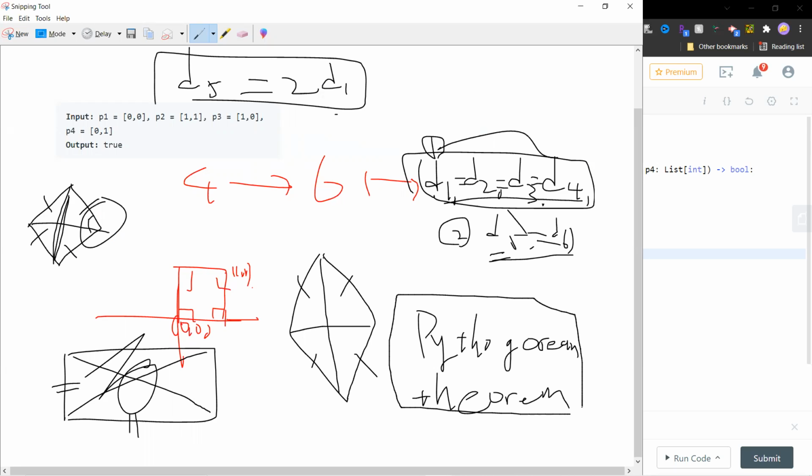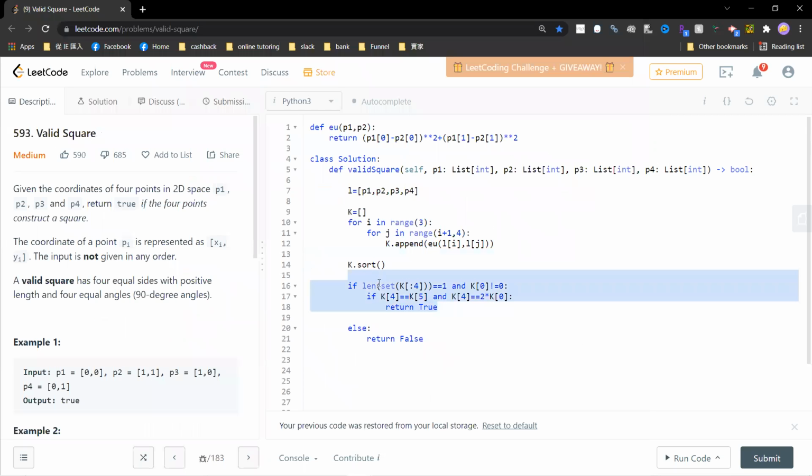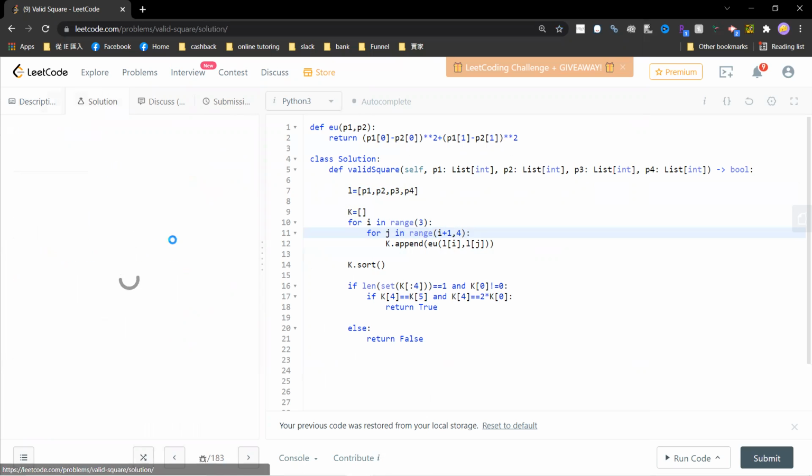So you use your high school math. I think this solution is very easy. You just compute the six numbers and manipulate them. So it's definitely better than the brute force solution.